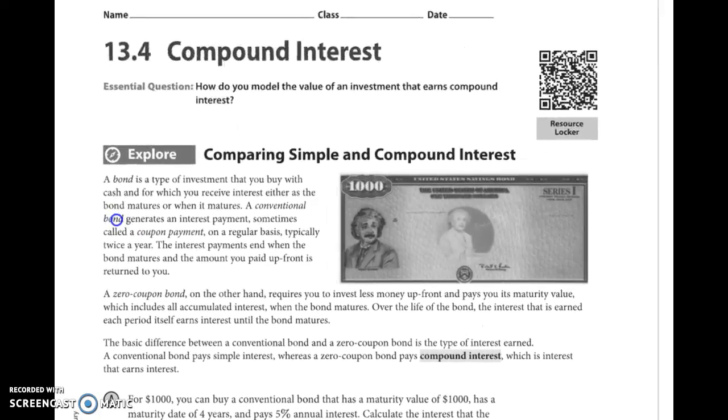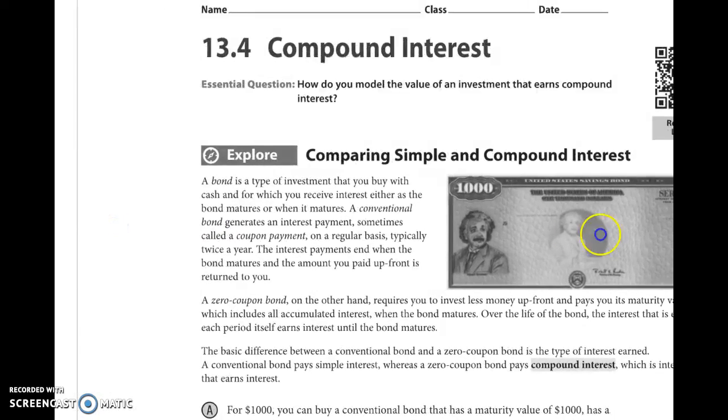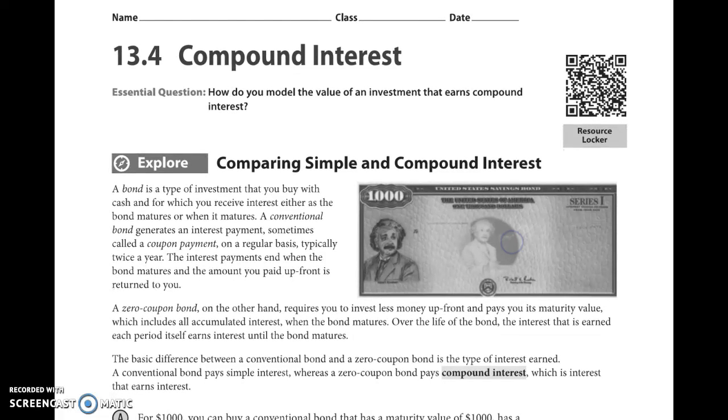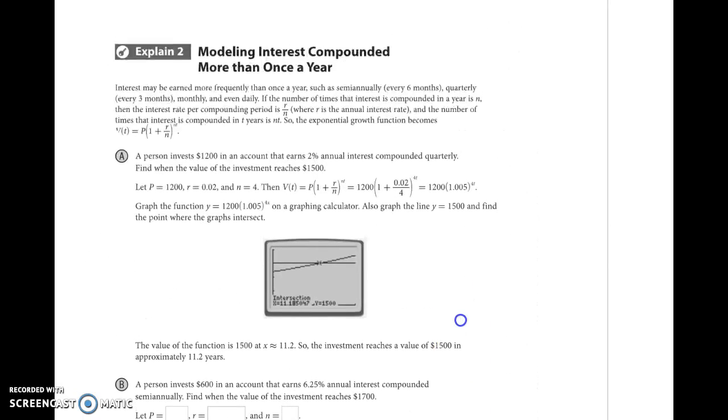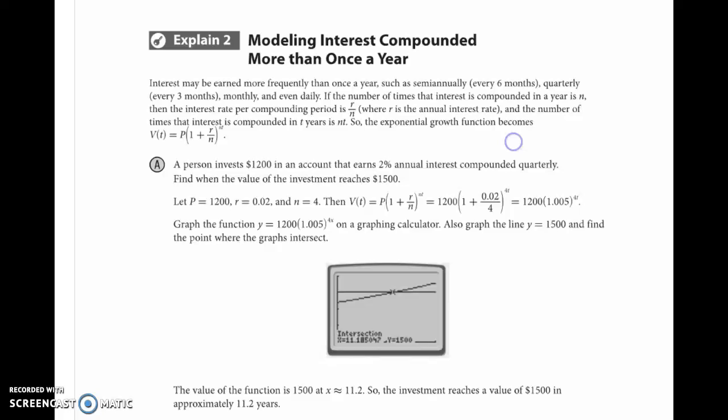Okay, in this video I'm going to be going over 13.4 compound interest, and I'm going to start with Explain 2, which is on page 684. So compound interest, let's go ahead and get reading, and I'm going to grab a highlighter.